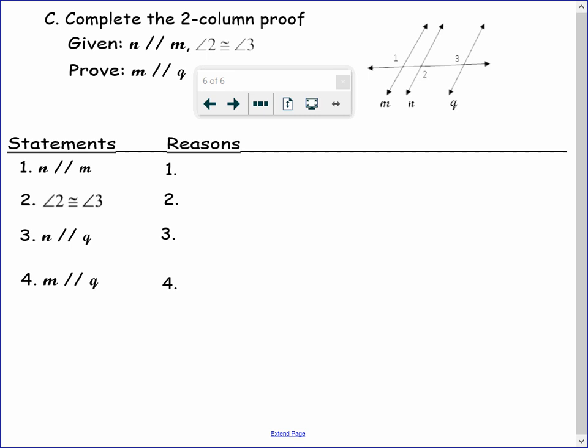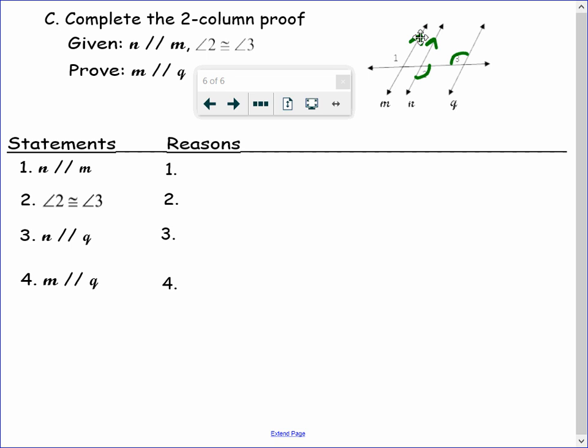Our last example says complete the 2-column proof. Line N and line M are parallel, so I'm just going to mark it in the diagram so I can see it. And angle 2 is congruent to angle 3. I am just putting that in the diagram so I can see it.